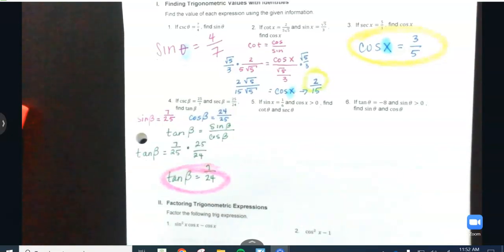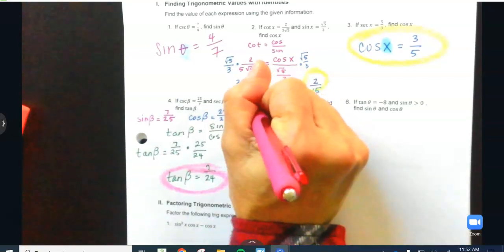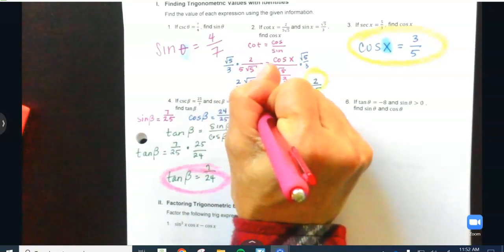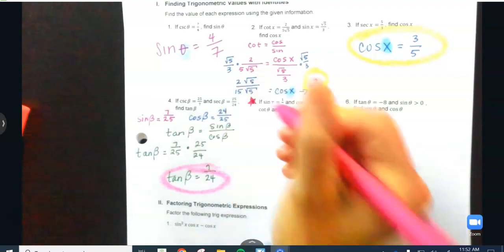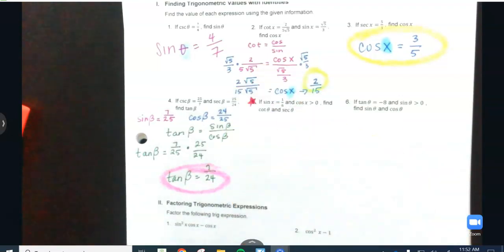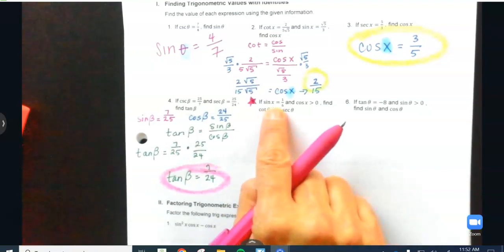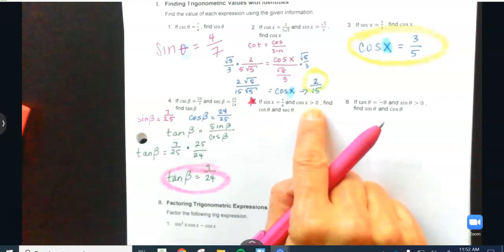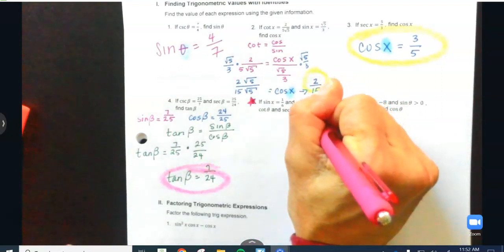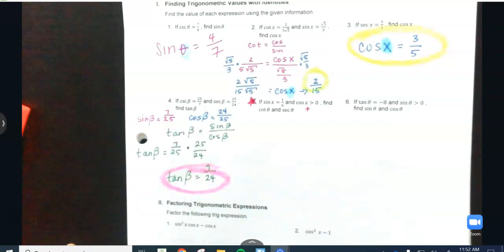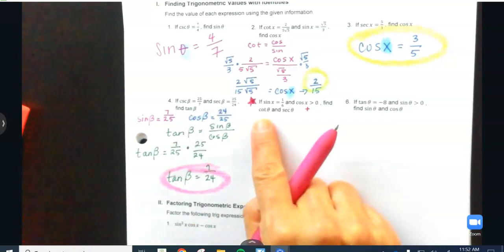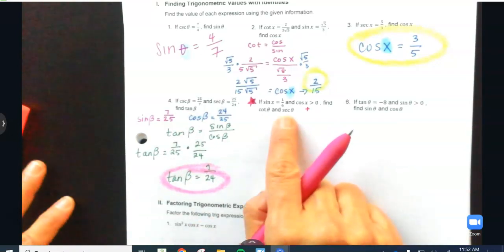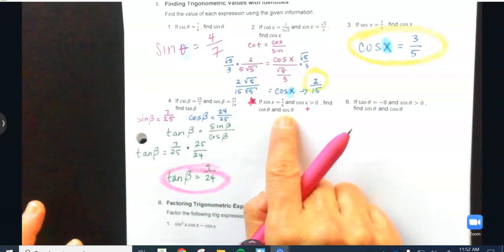Okay, let's look at the next one. The next one is leveling up. This one is actually going to take new information that you have not seen before. We're going to use it based on our trig identities on the previous page. All right, so we know sine of x is 1 over 6. We also know cosine of x is greater than 0. Guys, that just means it's a positive number, so we know it's not negative. We need to find cotangent, and we need to find secant.